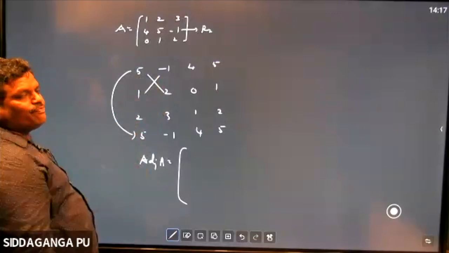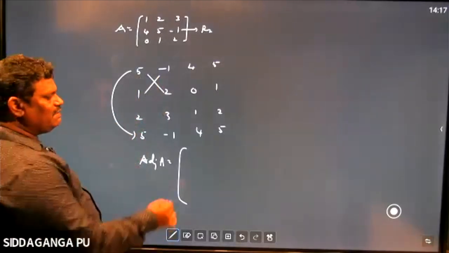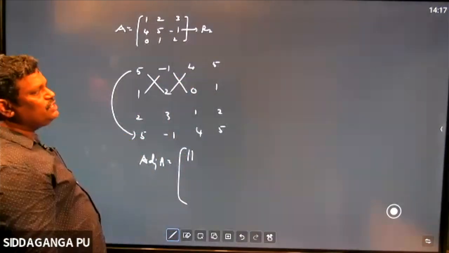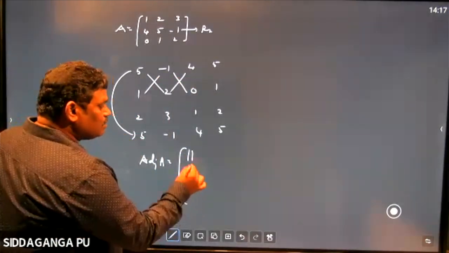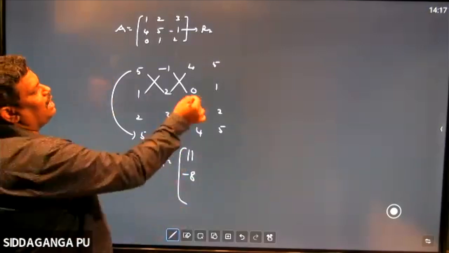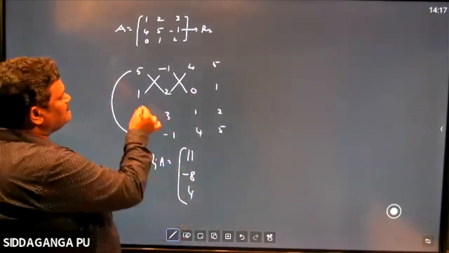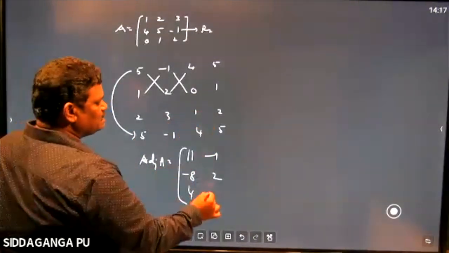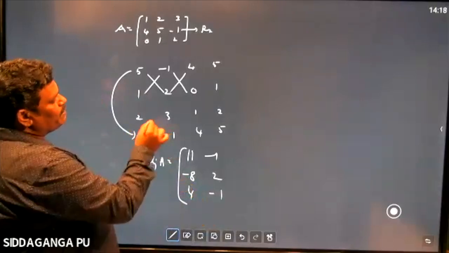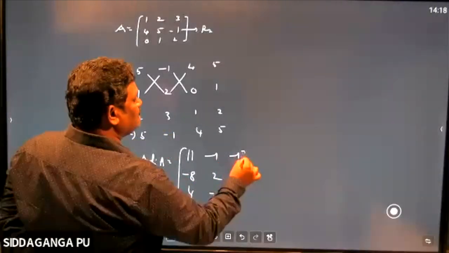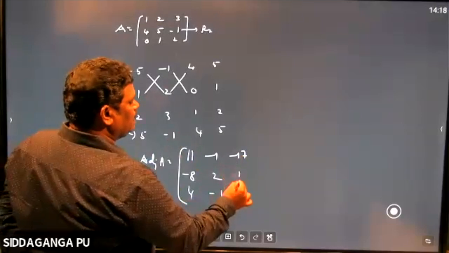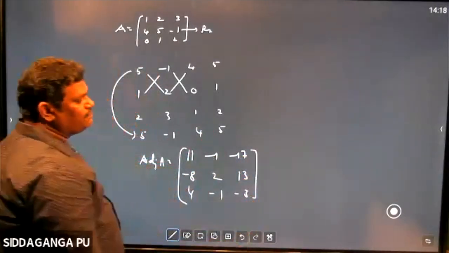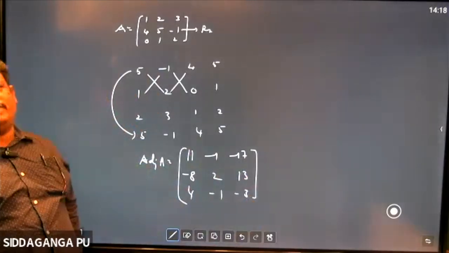This value, how much? 10 minus half minus 1, that is 11. First I write 11 here. Then this value: 0 minus 8, that minus 8 I write here. I don't write row-wise, I write column-wise. Then 4 minus 0 is 4. Next, 3 minus 4 minus 1, 2 minus 0 is 2, 0 minus 1 is minus 1. So minus 2 minus 15 is minus 17, 12 plus 1 is 13. Next 5 minus 8 is minus 3. So this is the adjoint of the given matrix.